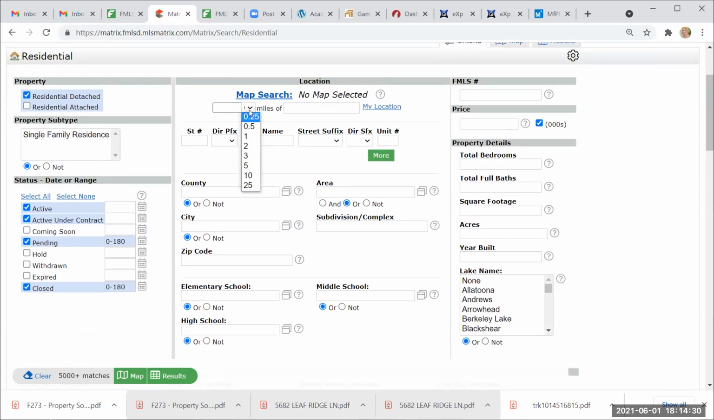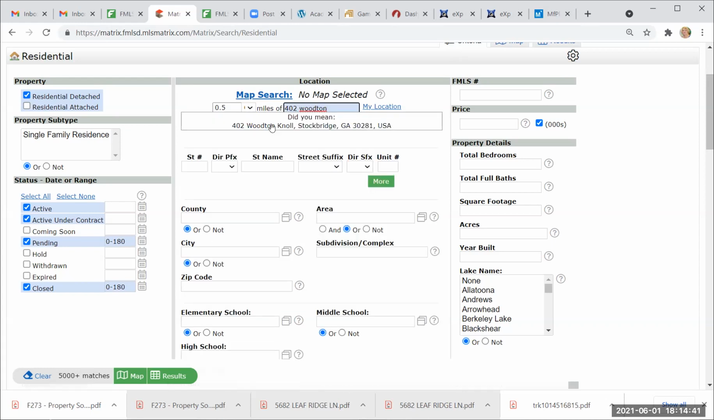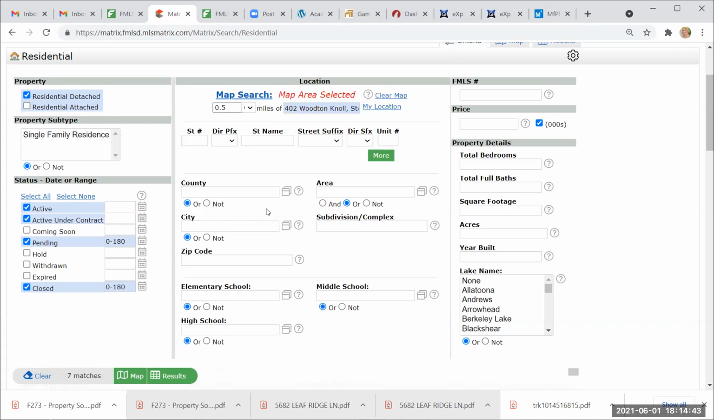So I come up here to map search and I start out at a half a mile, key in the address. And there it comes up, so I can pick it. I don't want to pick anything up because remember, I'm doing a map search. I like doing a map search.